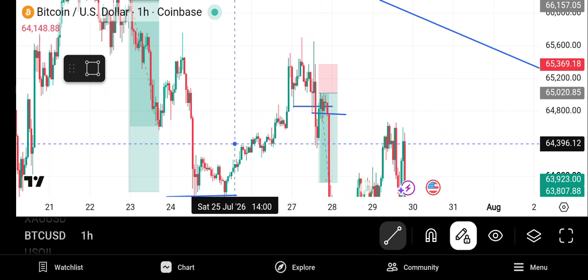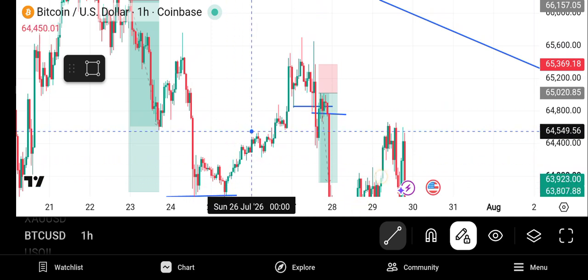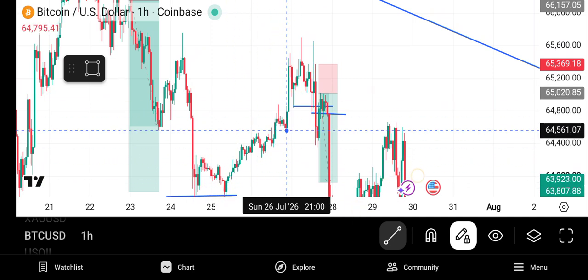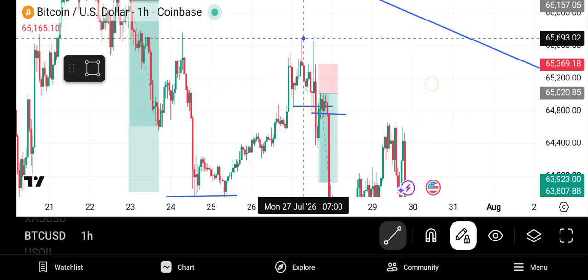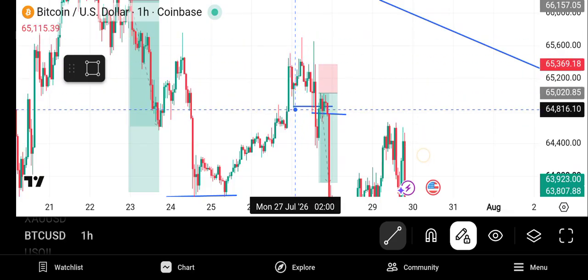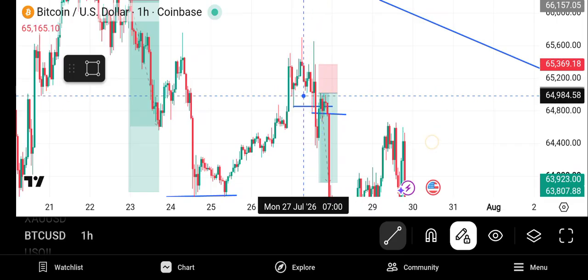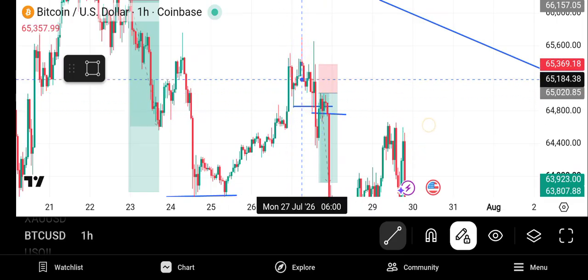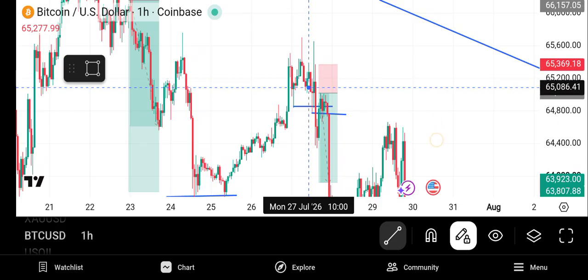And you can see the market was trending up, creating a series of higher highs, higher lows, higher highs, higher lows, higher highs, higher lows, higher high. So this is the last low. So the market breaks out. This is the last zone here.